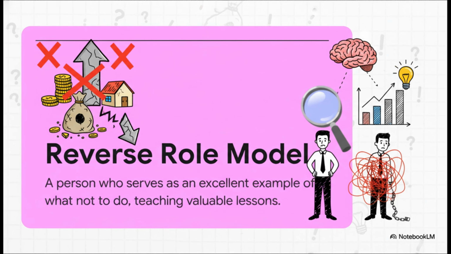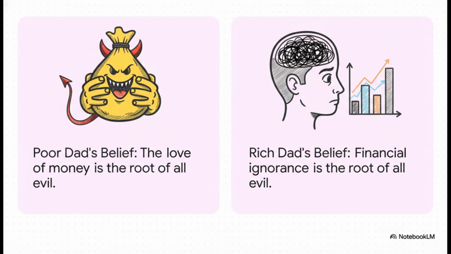Kiyosaki tells this story about a friend who made over $800 million and still somehow ended up bankrupt. He says he learned just as much from watching his friend's mistakes as he did from someone else's successes. Both kinds of lessons are just incredibly valuable. What's really fascinating is how their mindsets were even shaped by their spiritual beliefs.